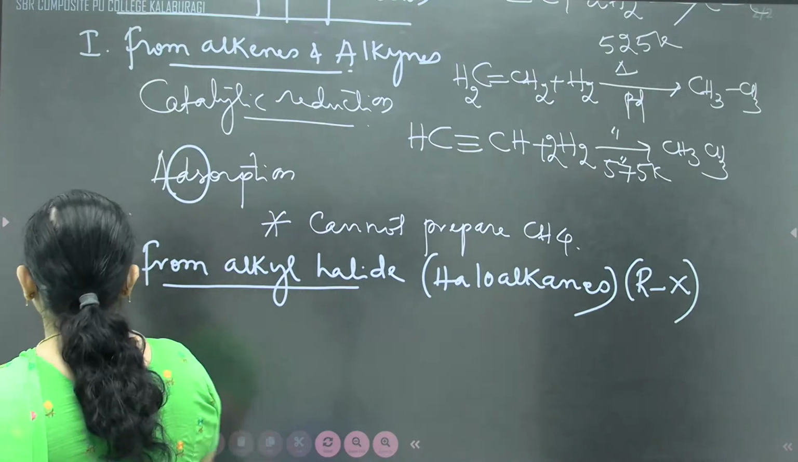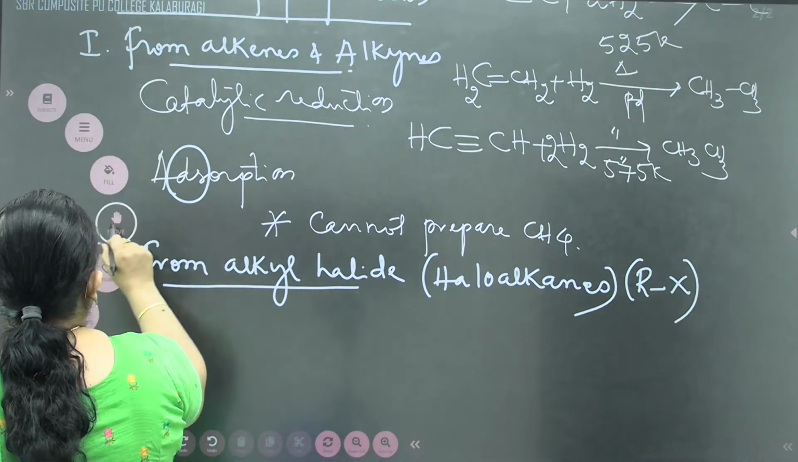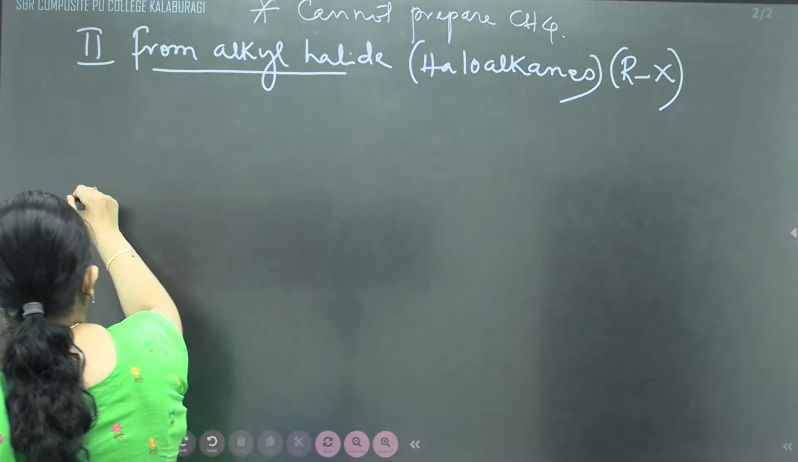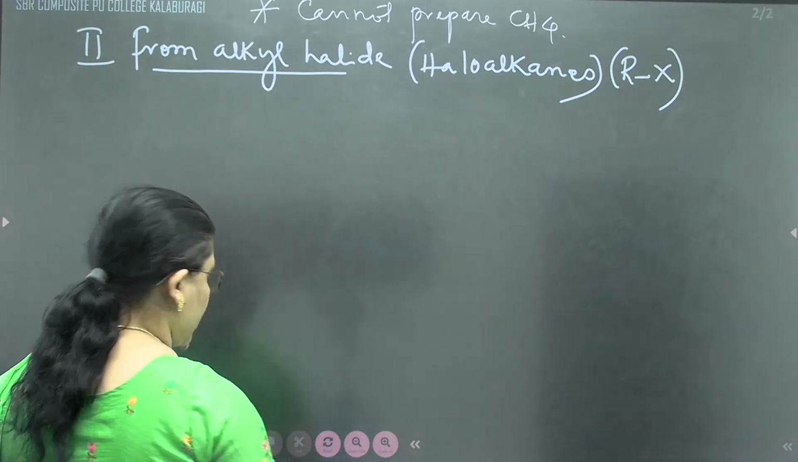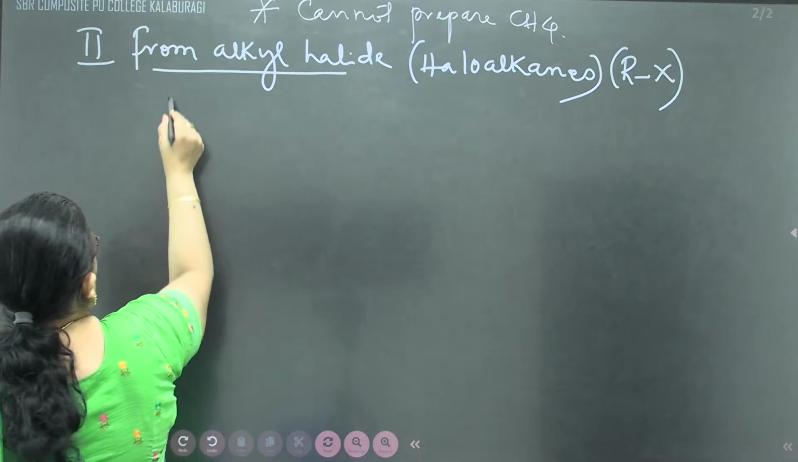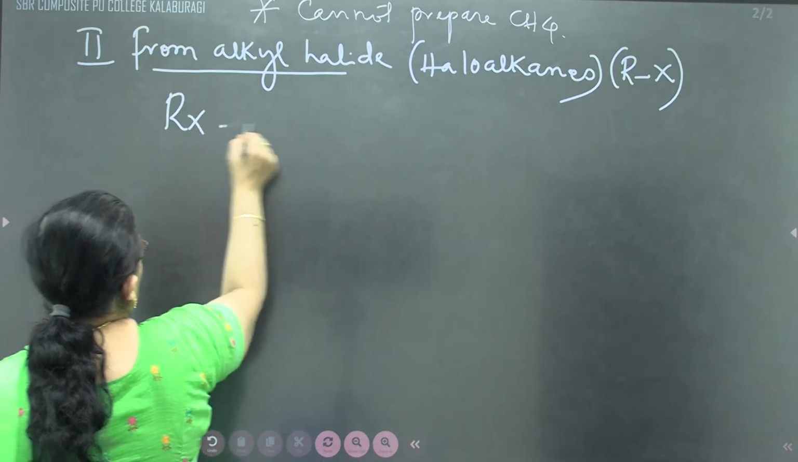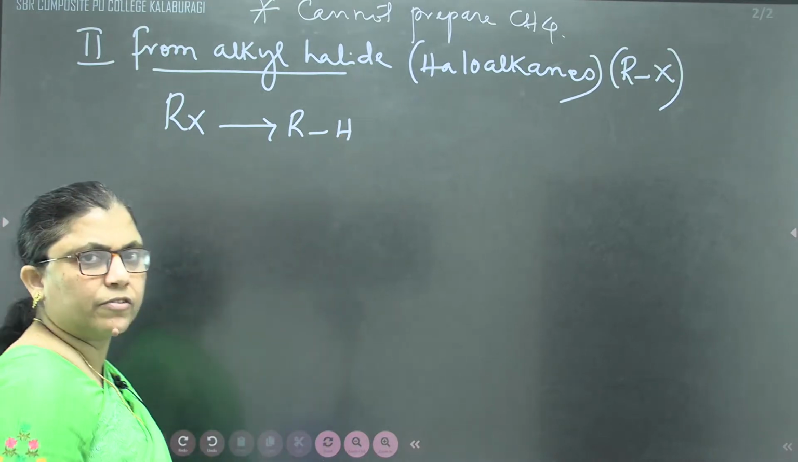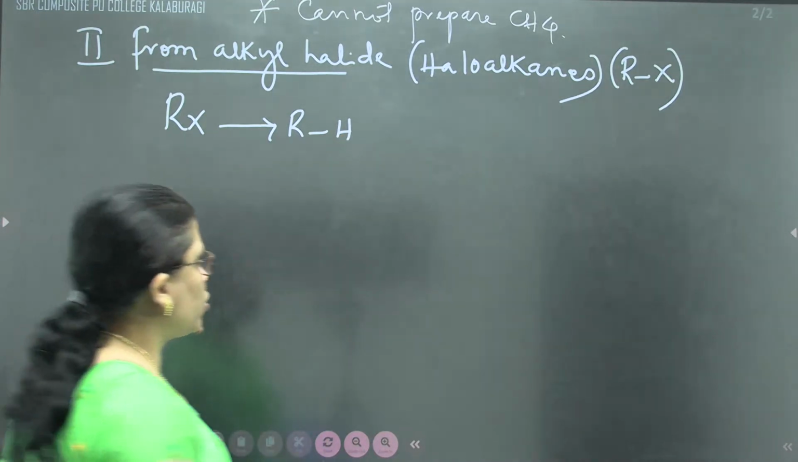Monohaloalkane. We'll move to this method. Monohaloalkanes are converted into alkanes. RX converted into RH, correct? RX can be converted into RH.